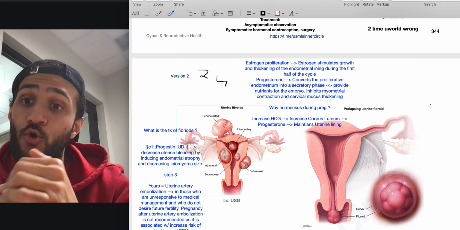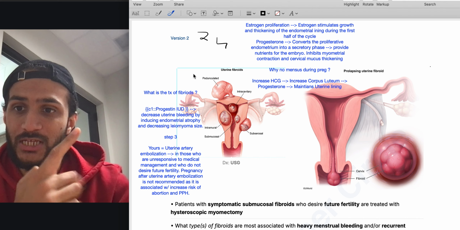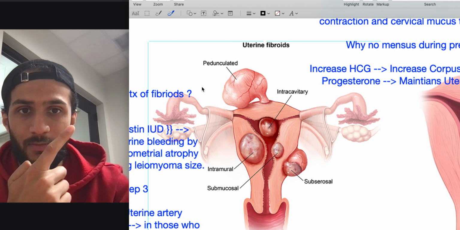In another term, leiomyoma. We have like 4 types of fibroids. I want to recap them for you. First one is pedunculated, okay, as we can see in the image over here.